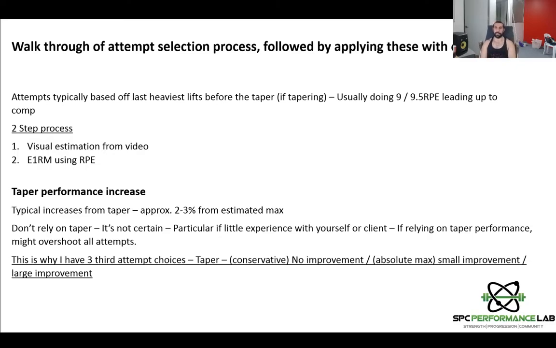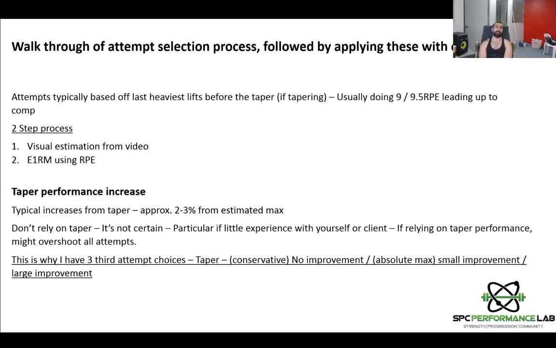But we won't get into that. It's usually the last heaviest lift that you have successfully completed before the competition, and it might be something between a 9 or a 9.5 RPE. So from that last heaviest lift, I'm going to do a two-step process.